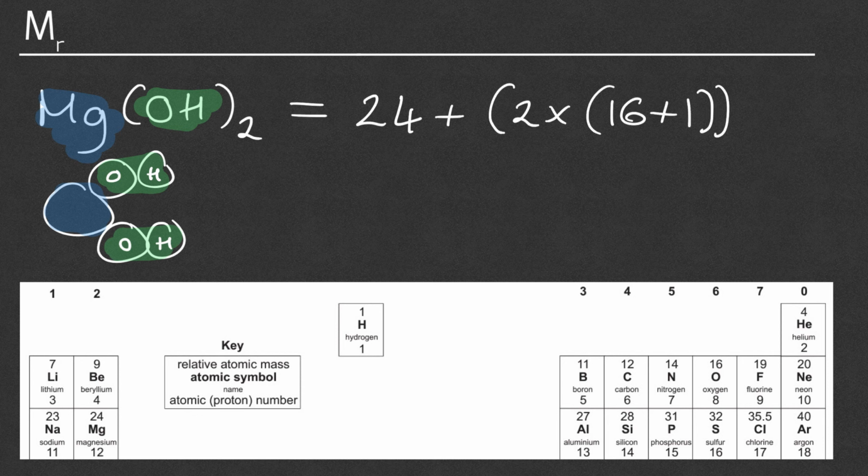So we would do 24, because we've got 1 magnesium, and magnesium has a relative atomic mass of 24, plus 2, because we've got brackets and a little 2 here, which means we need 2 lots of everything inside the brackets. So 2 lots of 16 plus 1, because oxygen has a relative atomic mass of 16, and hydrogen has a relative atomic mass of 1, so we add those together, do 2 lots of them because they're in the brackets with the little number 2, and then add that to the 24, which will give us a final answer of 58.